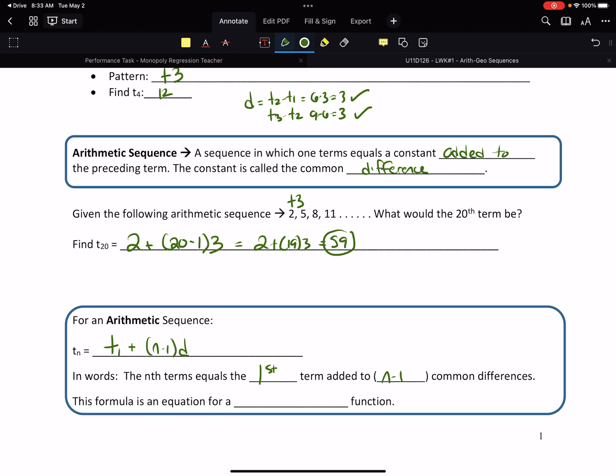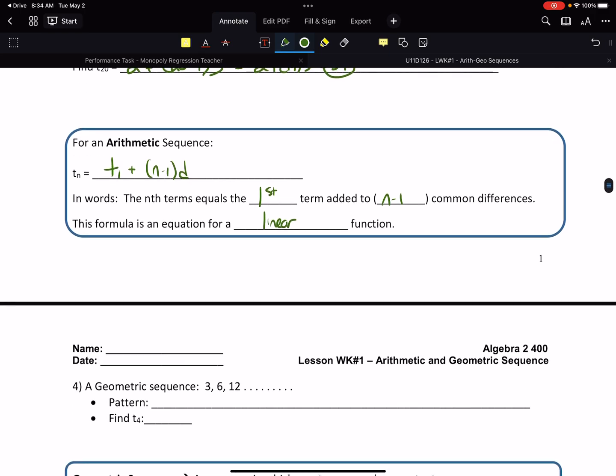Since this is going up by a constant rate of 3, an arithmetic sequence ends up being a linear function. If we graphed it, term 1 is 2, term 2 is 5, term 3 is 8. That would be up 3 over 1, up 3 over 1, up 3 over 1. We'd have a constant linear setup with our arithmetic function.